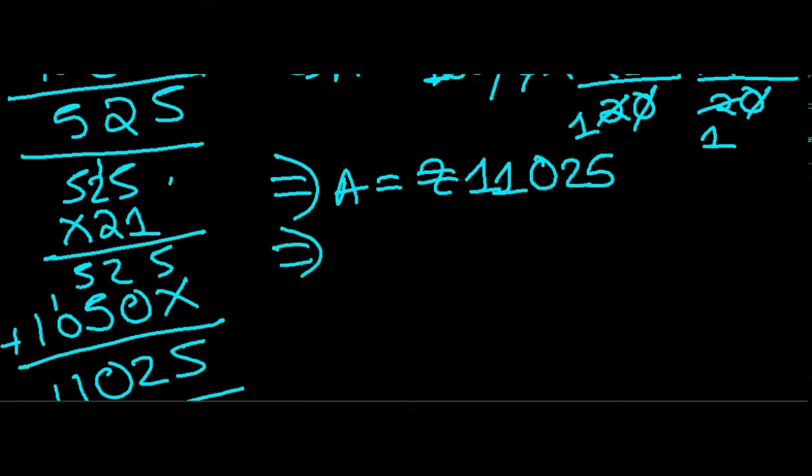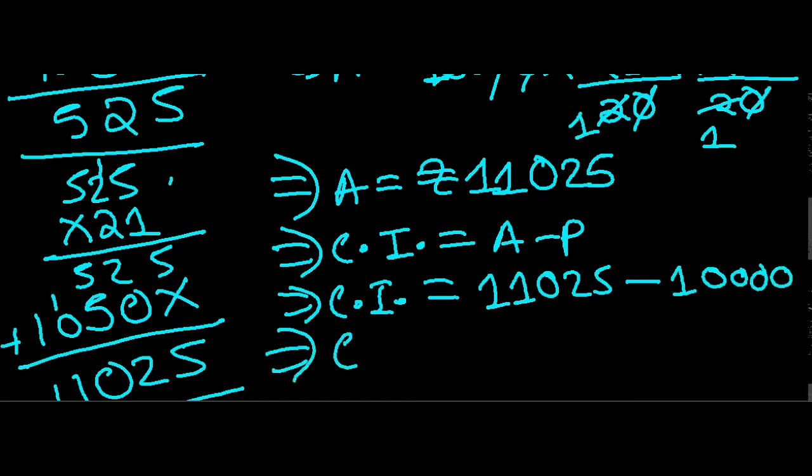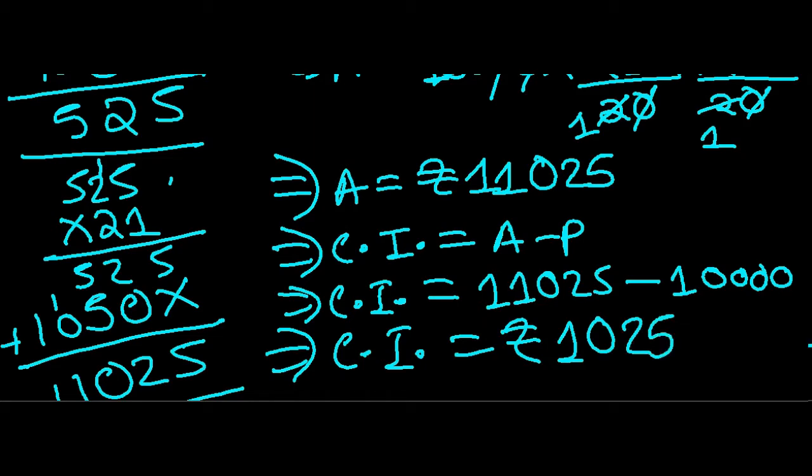CI, compound interest, is equal to A minus P, amount minus principal. CI is equal to 11,025 rupees minus 10,000, which is the principal. CI is equal to rupees 1,025, which is the answer for this numerical.